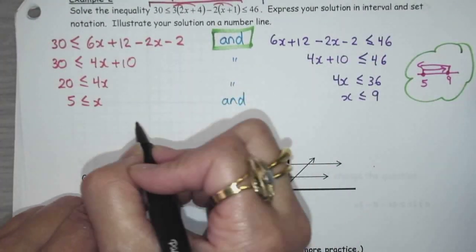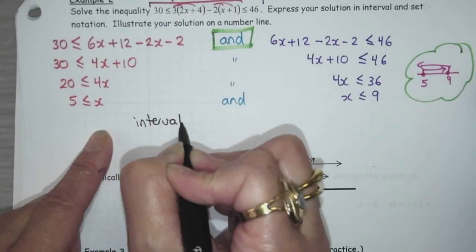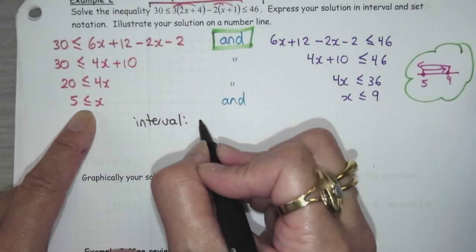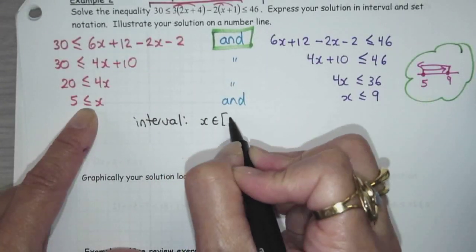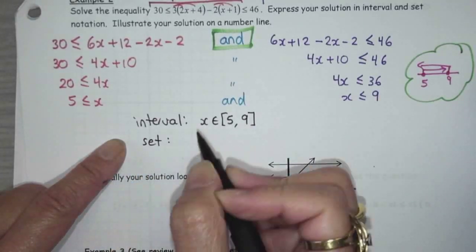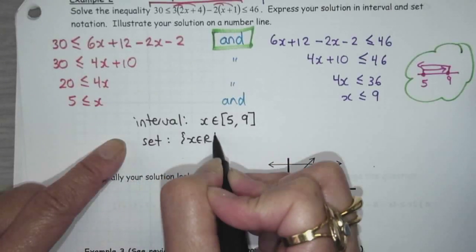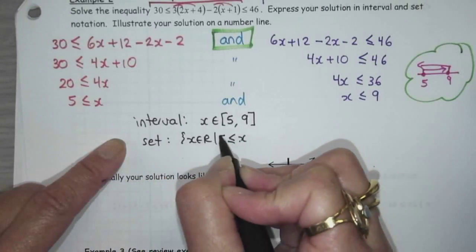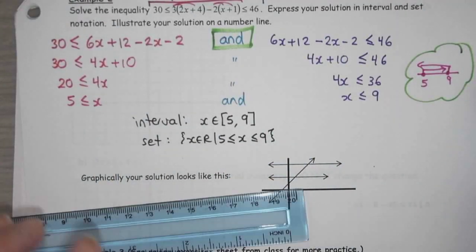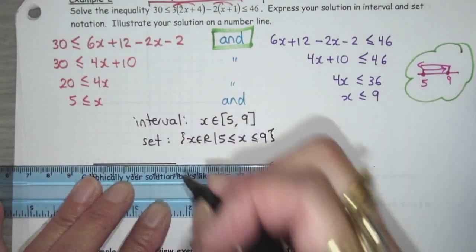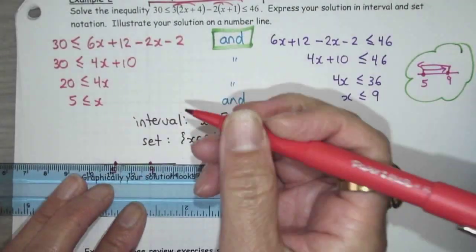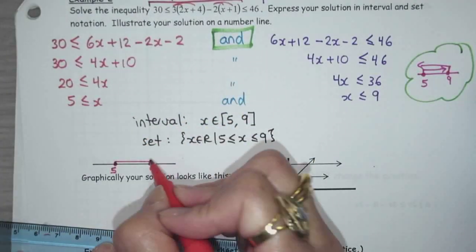Let's do interval. In interval notation, it would be, right, if it's between 5 and 9, x is going to go solid on the 5, 9 solid. For set notation, it would be x is an element of the reals, and x is between the 5 and the 9. And if it's a number line, it would be solid 5, solid 9, line in between. That's it.